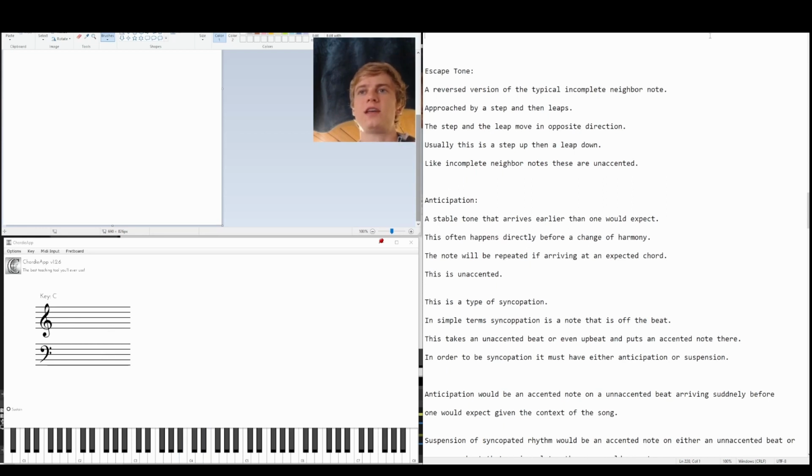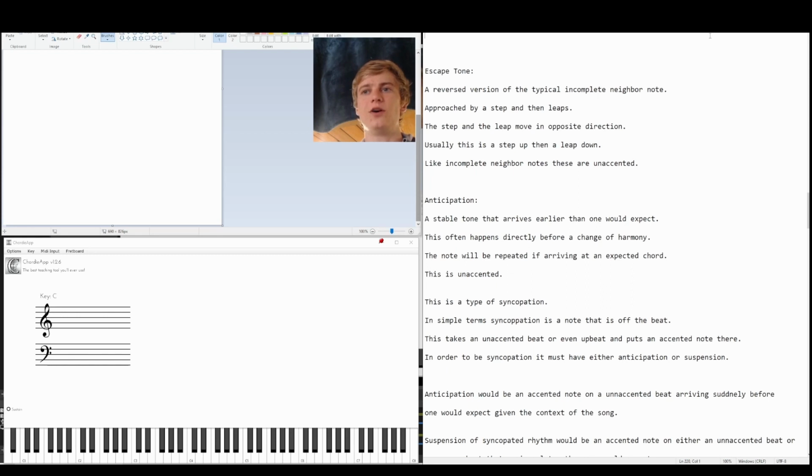Anticipation, a stable tone that arrives earlier than one would expect. This often happens directly before a change of harmony. The note will be repeated if arriving at an expected chord. This is unaccented. This is also a type of syncopation. In simple terms, syncopation is a note that is off the beat. This takes an unaccented beat or even upbeat and puts an accented note there. In order to be syncopation, it must be either anticipation or suspension.